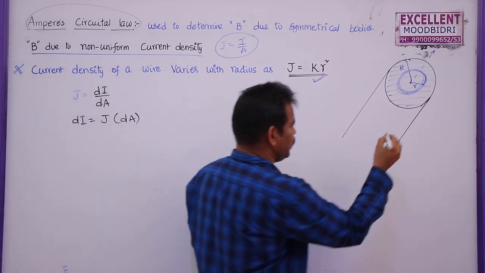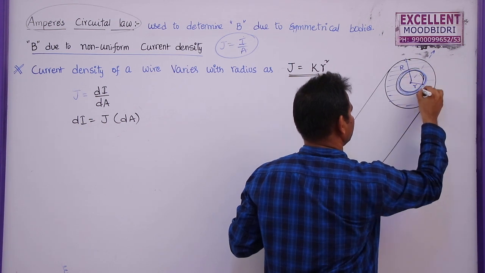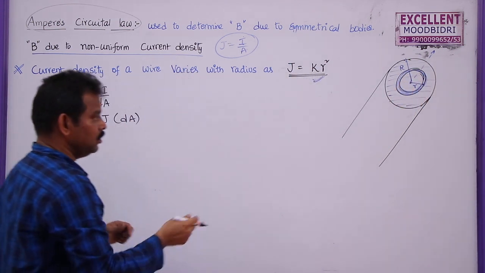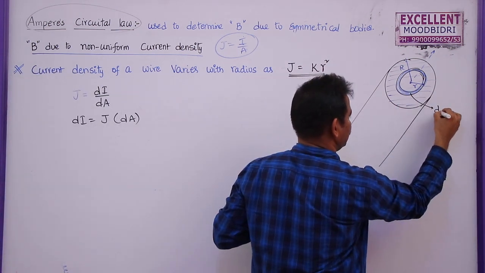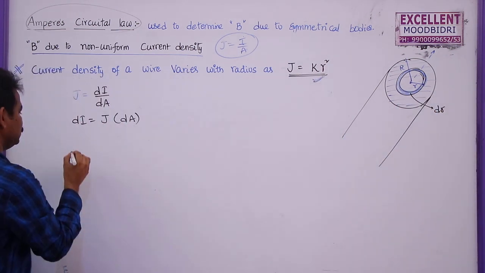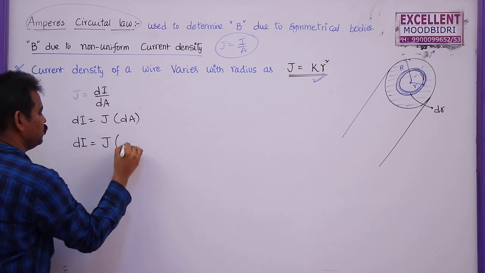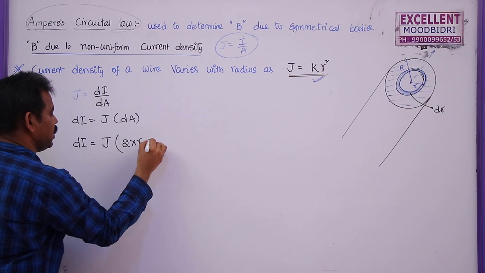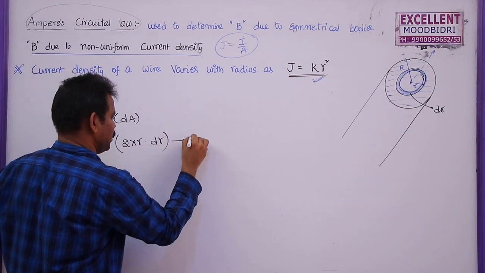What is the area of this small strip that we are going to consider here? This is the small strip. Total circumference is 2 pi r, and the width of this strip, let me take it as dr. Then dI is equal to J into 2 pi r into dr. This is equation 1.